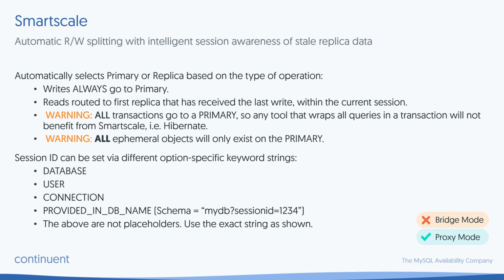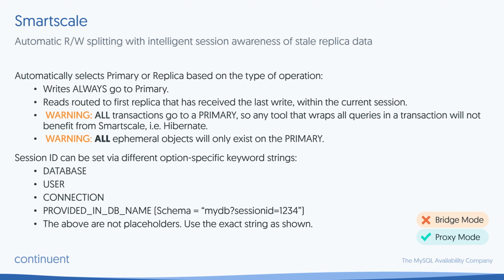So the session ID. This is used so that SmartScale can determine how to route to the replicas. As we stated earlier, reads are routed to the first replica that has received the last write within that current session. How is that session defined? It's using the following keywords. There's either database, user, connection, or provided in DB name.